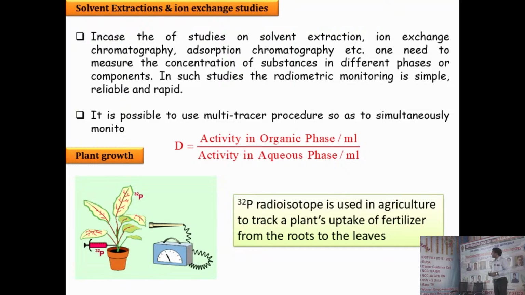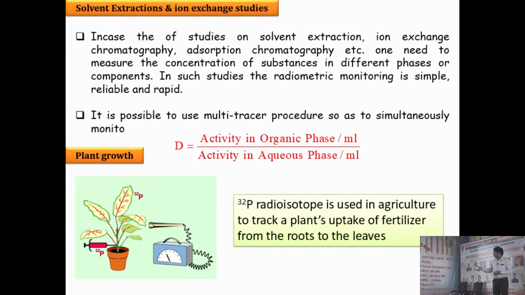In studies on solvent extraction, ion exchange, or adsorption chromatography, we can apply radio tracers, because all these processes involve exchange equilibrium. From the activity in the organic phase or the activity in the aqueous phase, we can determine the result. Some people have already done solvent extraction experiments, determining from radioactivity measurements what percentage is extracted. In the same way, we can determine the distribution coefficient by measuring the activity in the different phases.